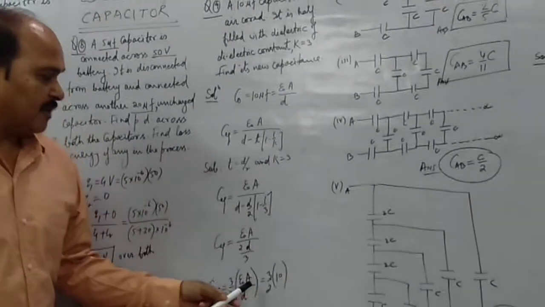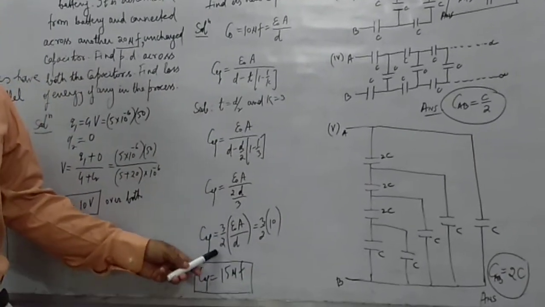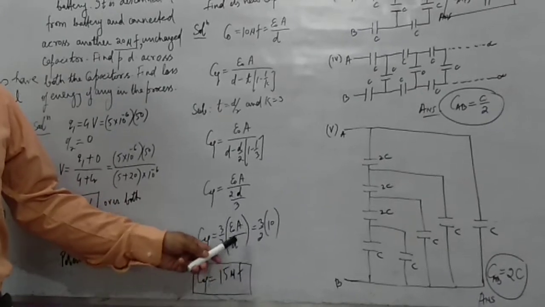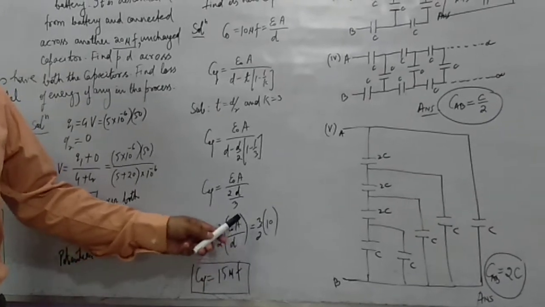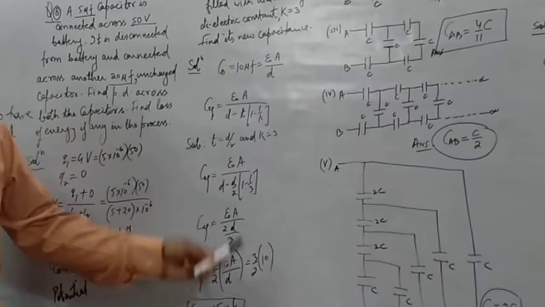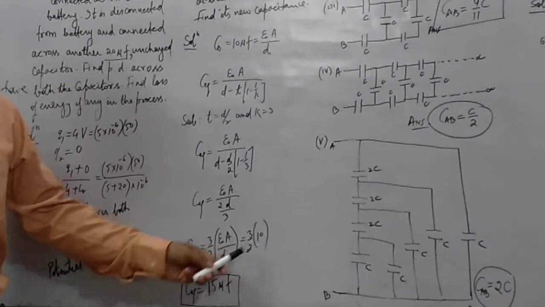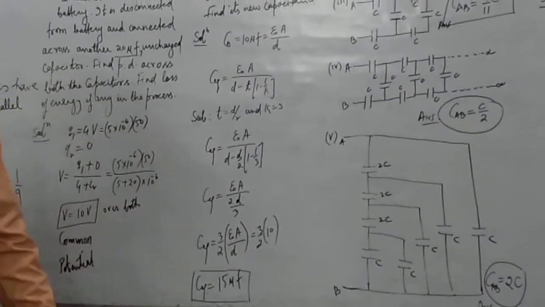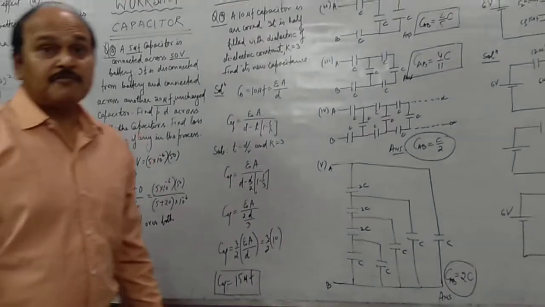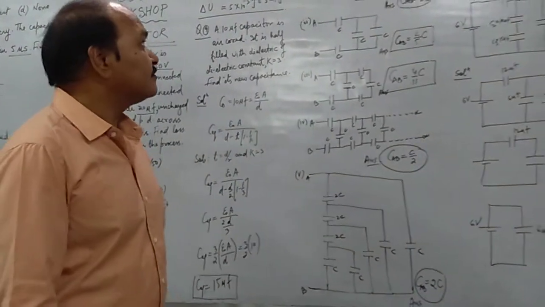Solve it. What do we get? We get it as 3 by 2 epsilon naught A by D. And what is epsilon naught A by D? Epsilon naught A by D is nothing but 10. So if we substitute value 10 here, 10 into 3 by 2 is what? 15 microfarad. So its new capacitance becomes 15 microfarad.